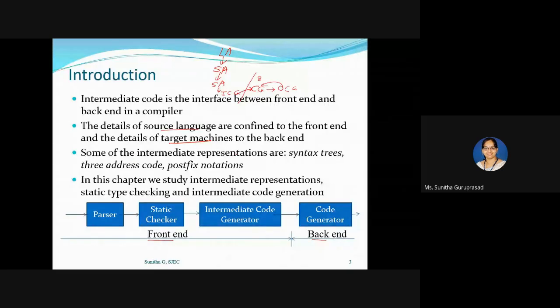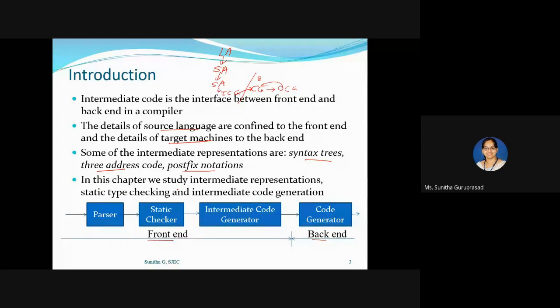Some of the intermediate representations are the syntax tree. So in intermediate generation, we can create the representation in the form of a syntax tree, three address code, or postfix notation. You have already seen postfix notation in the data structure subject, right? So these are the 3 representations in the intermediate code generator: syntax tree, three address code, and postfix notation.